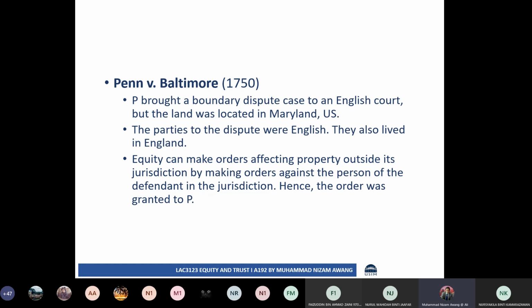All right. The next case is Penn and Baltimore. In this case, there was a dispute between the parties. The land was located in the US, Maryland. The dispute was brought to an English court.